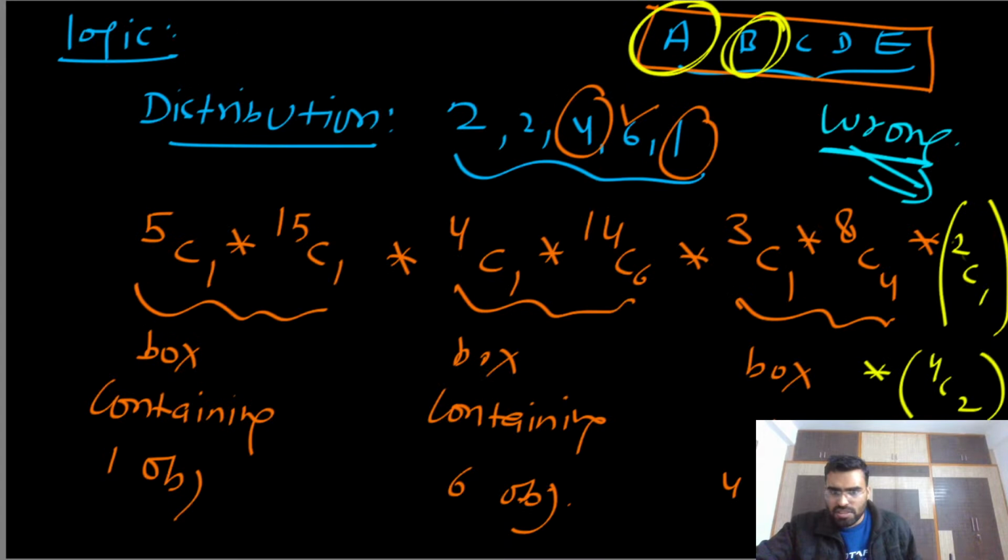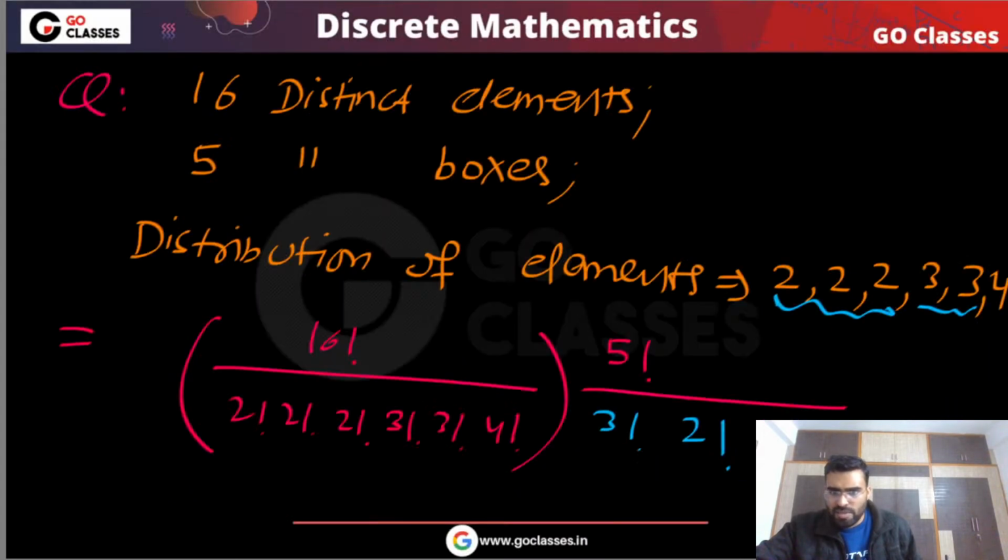Or you can apply the logic, and then you will also get the same answer. Here we have 2, 2, 2, so that is the reason I am dividing by 3 factorial, and this is 3, 3, so I am dividing by 2 factorial so that I do not do any over counting. Is this clear? Anyone has any doubt? Let me know.